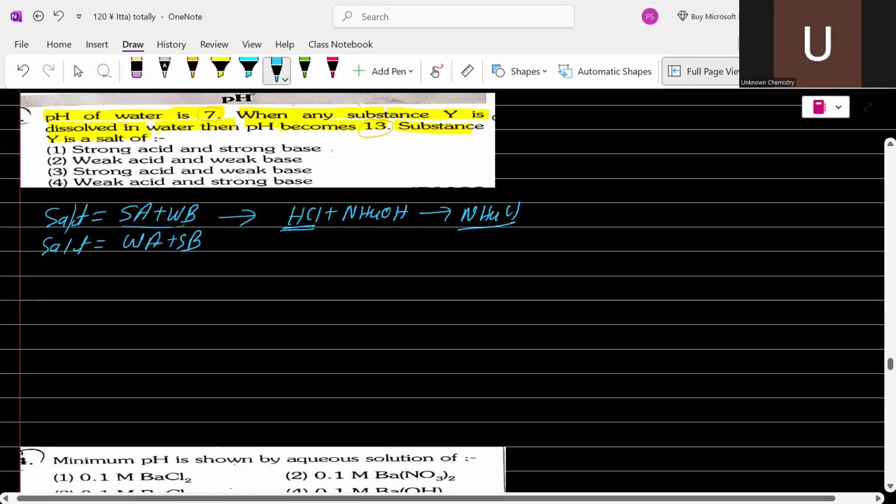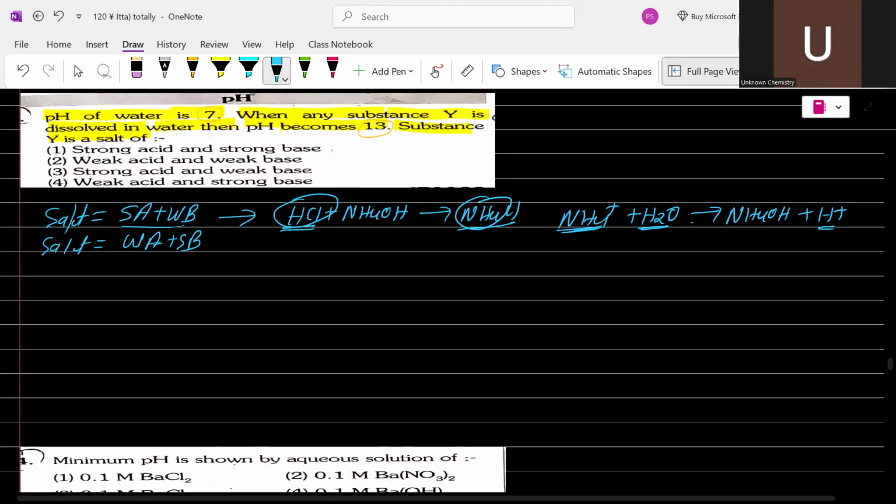Why? Because NH4 plus ion will hydrolyze water. So how will it hydrolyze water? NH4 plus, if it gets added to water, will form NH4OH and release H plus ion. From water, OH minus will get abstracted by the NH4 ion, right? So when we have strong acid salts, the solution is acidic.